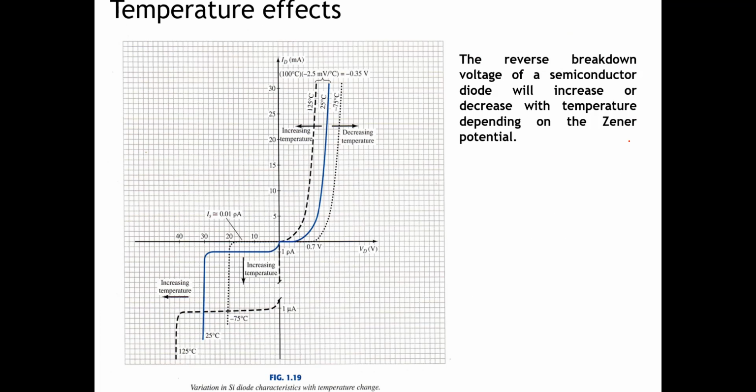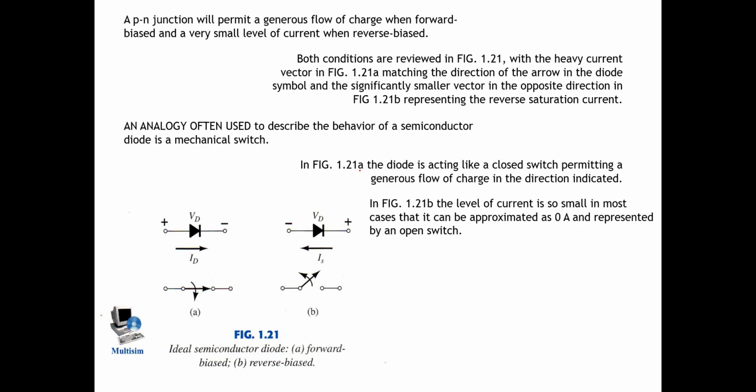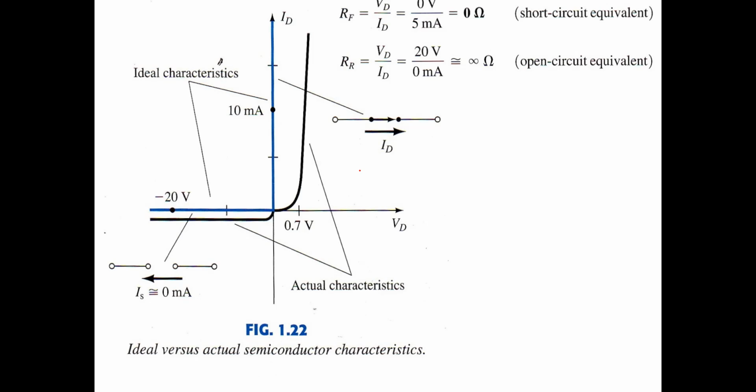And if we increase the temperature, the knee voltage will shift like this. If we decrease the temperature, the knee voltage will also go the other way. And this is the ideal versus practical semiconductor diode. This is the actual characteristic of silicon. So we can calculate the RF. RF is the resistance of the diode. RF is VD per ID, just like this.